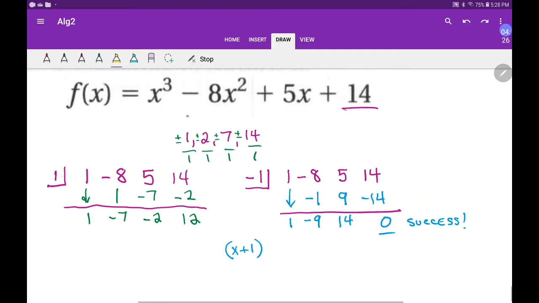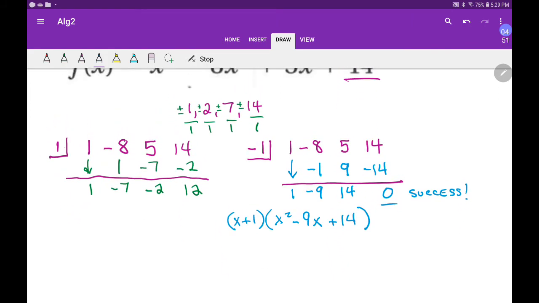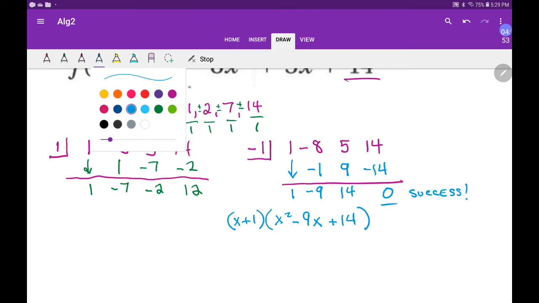Alright, so I also know these coefficients now. I started with x to the third, so now I have x squared, right? And I have this minus 9, this one right here, times the next highest one, which is 1, and then plus 14 is my constant. There's my constant. And then I think to myself, can I factor this more? And I say, I think I can. So let's go ahead and do that.